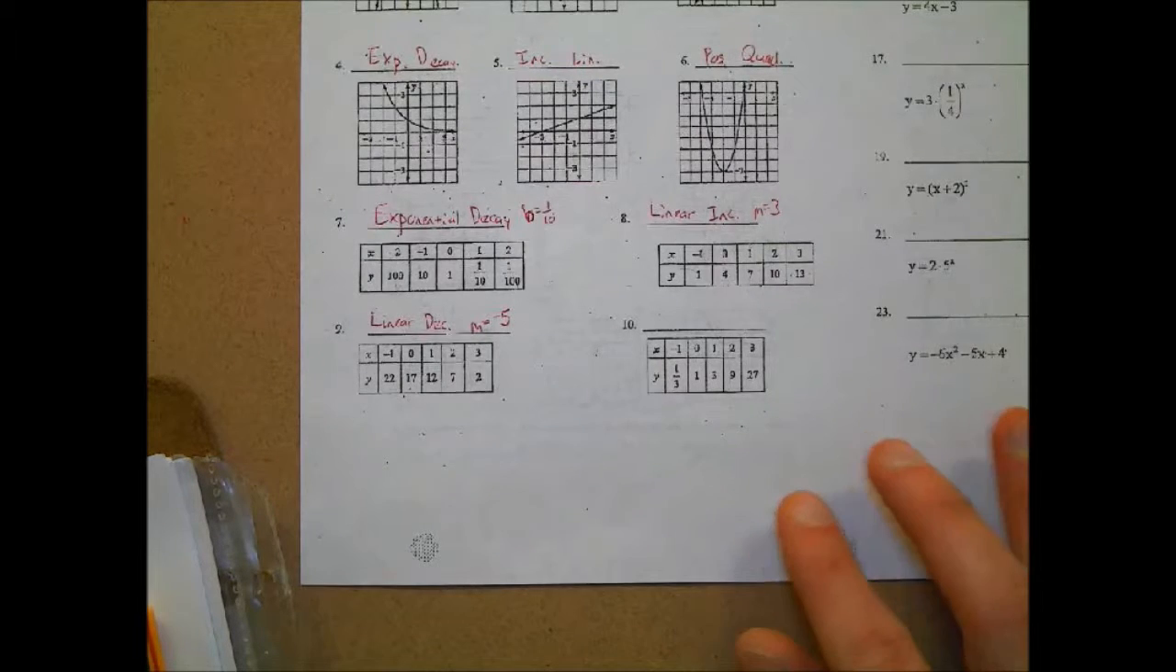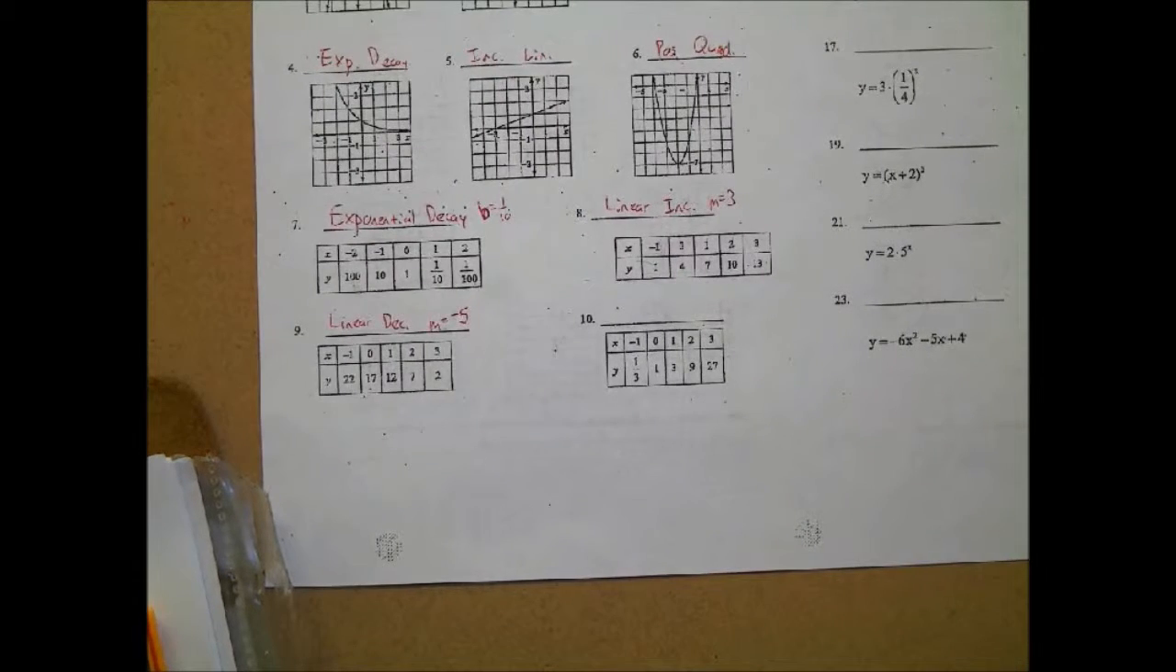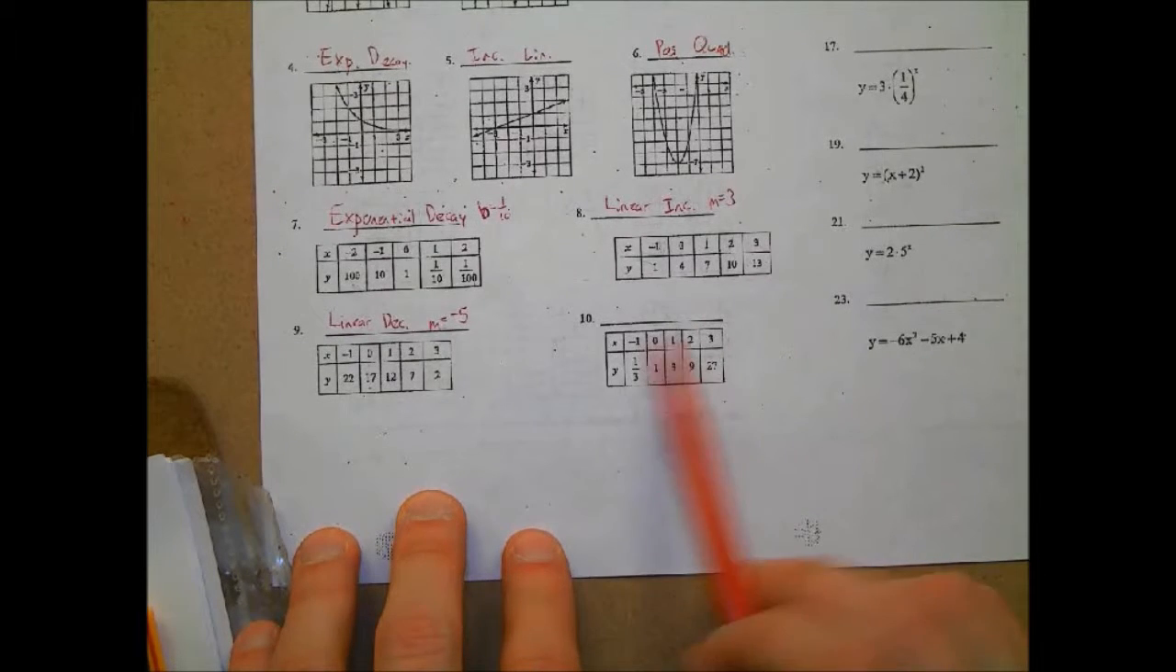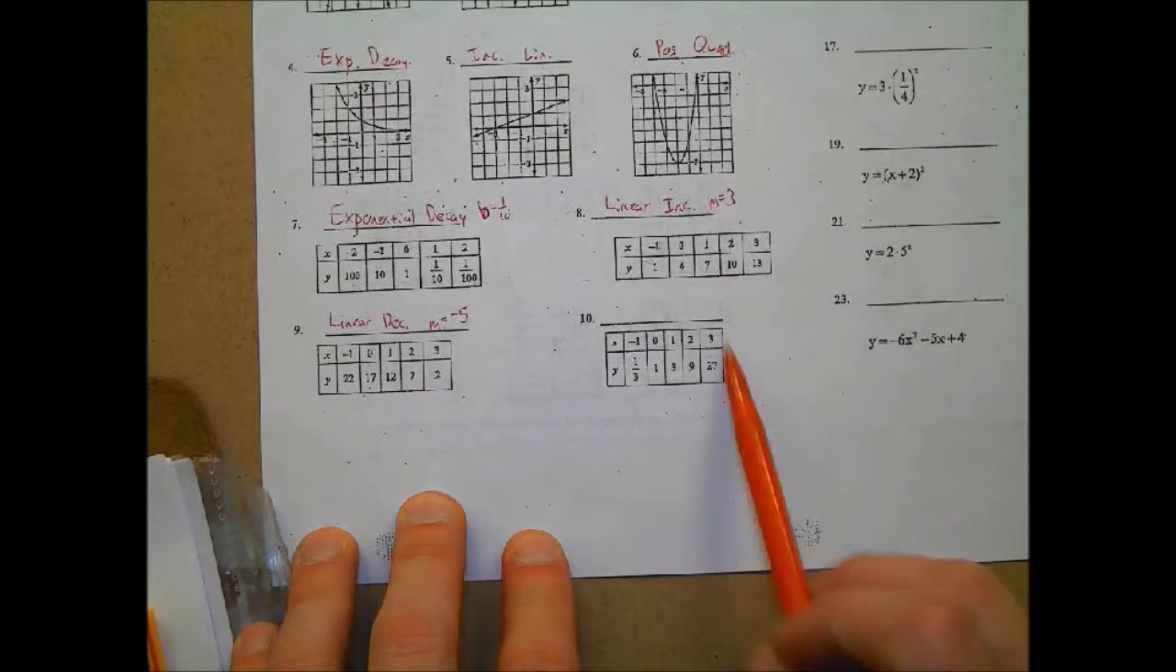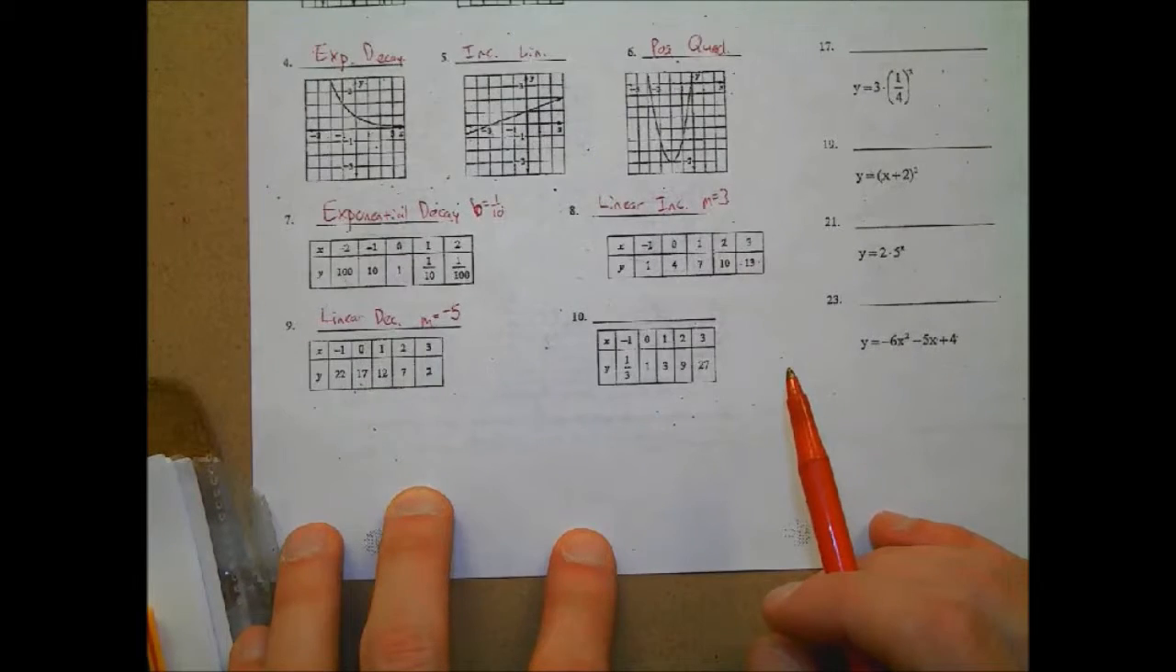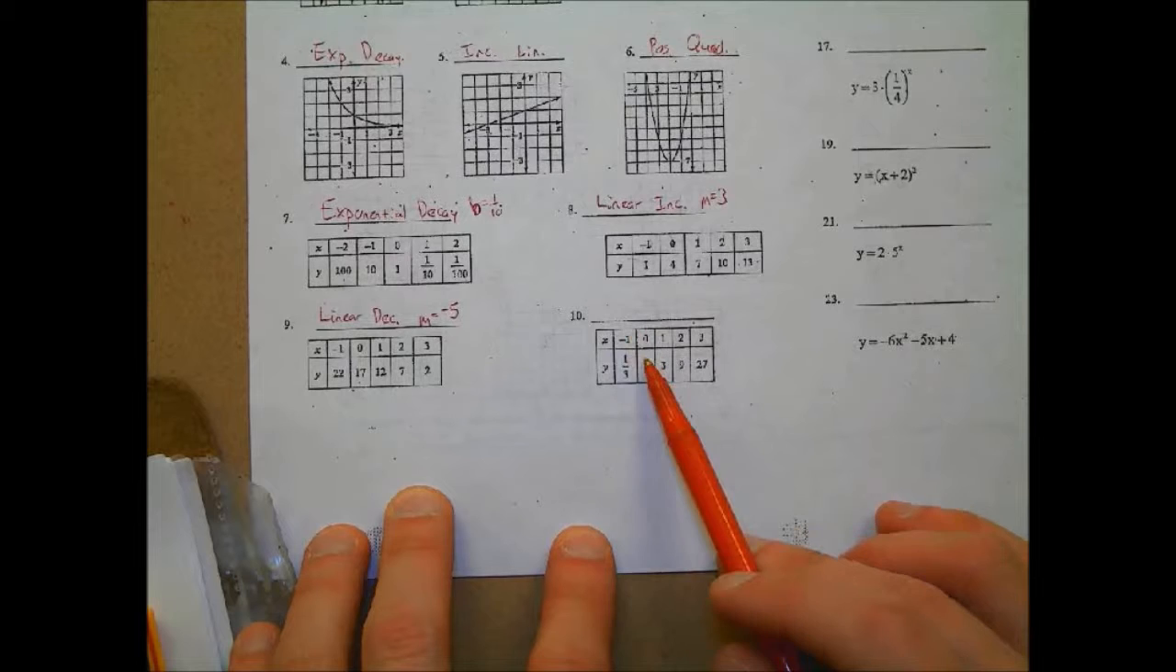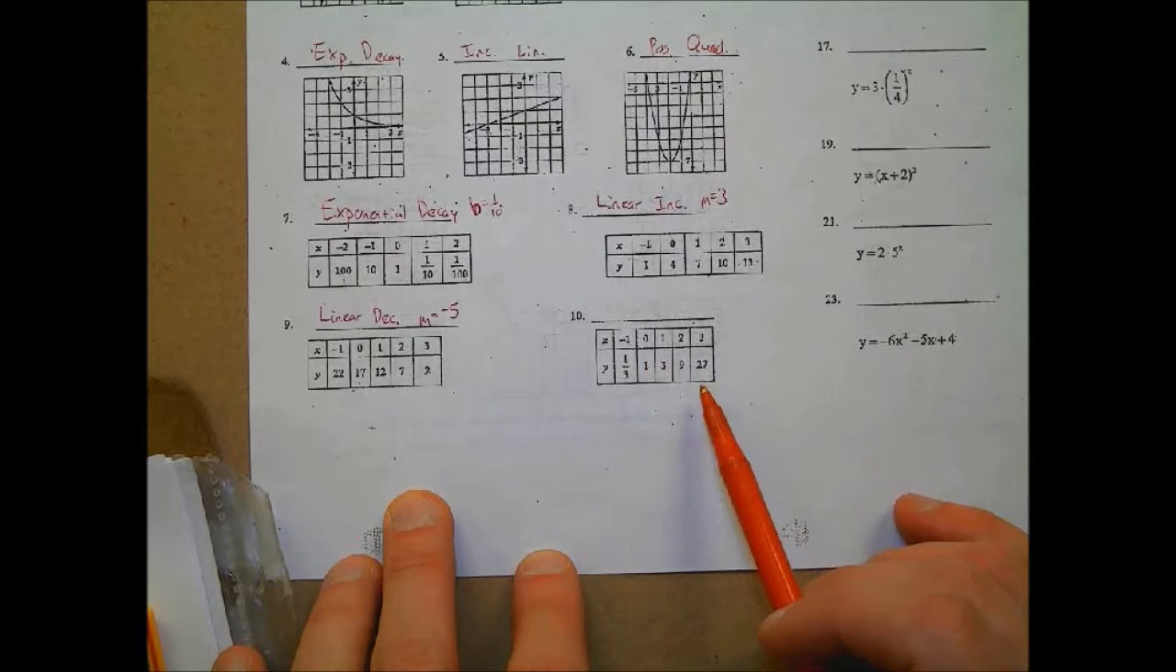All right, how about number 10? Let's go to this one, and then we'll do some functions too. All right, so Alec, what kind of relationship do you see happening here? Okay, you say number 10 is negative quadratic? Okay, what clues you in about that?